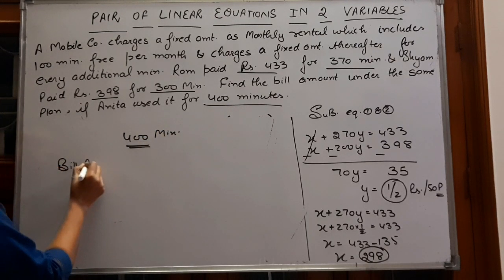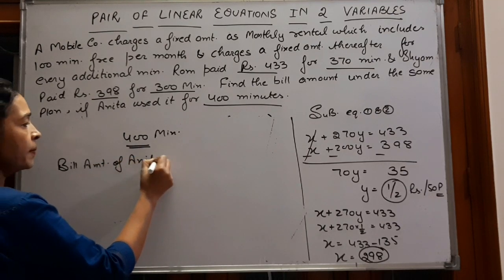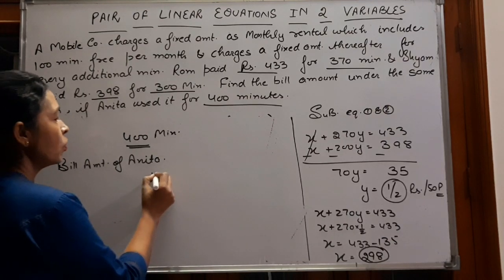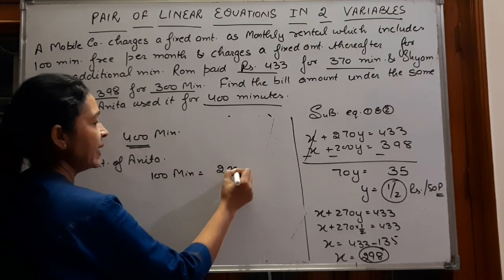What will be the bill amount of Anita? She has to pay X rupees, that is fixed charges for 100 minutes. For 100 minutes, she has to pay rupees 298.